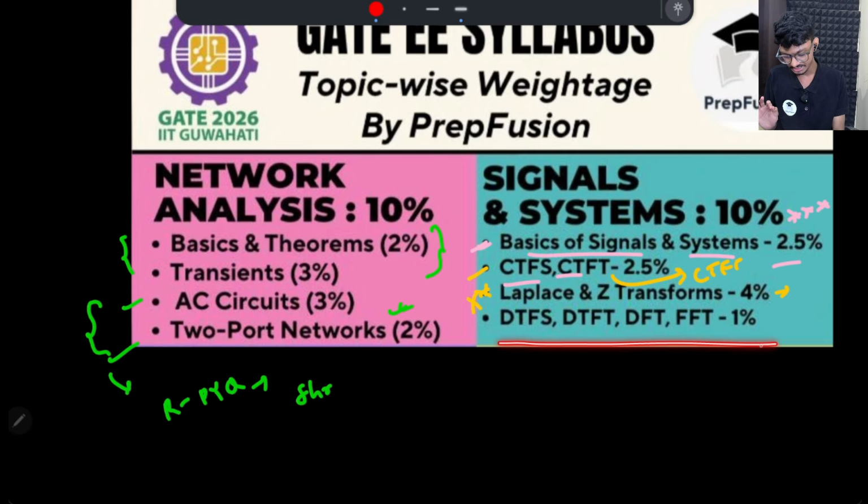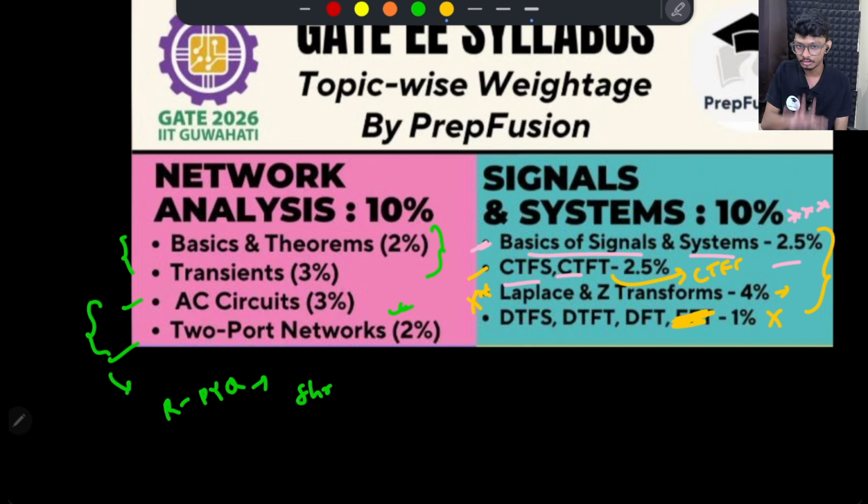So DTFS, DTFT, I will say if you want to skip, you can skip. Not that super important. The continuous part is the most important one in signals and systems. Of course, covering every single thing is very important. FFT is anyways not in the syllabus till DFT is there. But if you want to skip, you can skip.